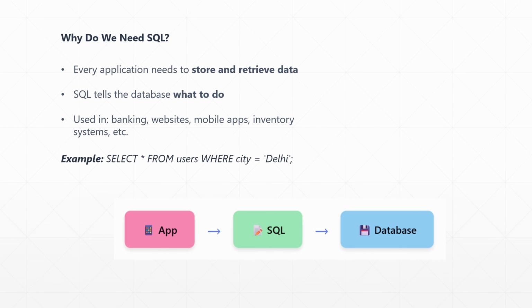Now, why do we need SQL? Every website or app you use like Instagram, Flipkart or YouTube stores information in a database. When you log in or search or upload something, SQL commands run behind the scenes. It will run in backend. For example, when you log in, SQL checks your username and password. When you post something, SQL saves it in the database. When you view your post, SQL fetches them for you.